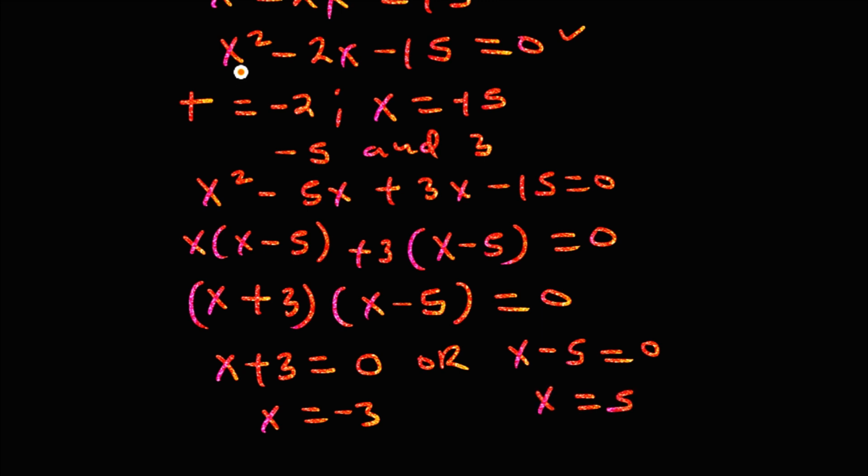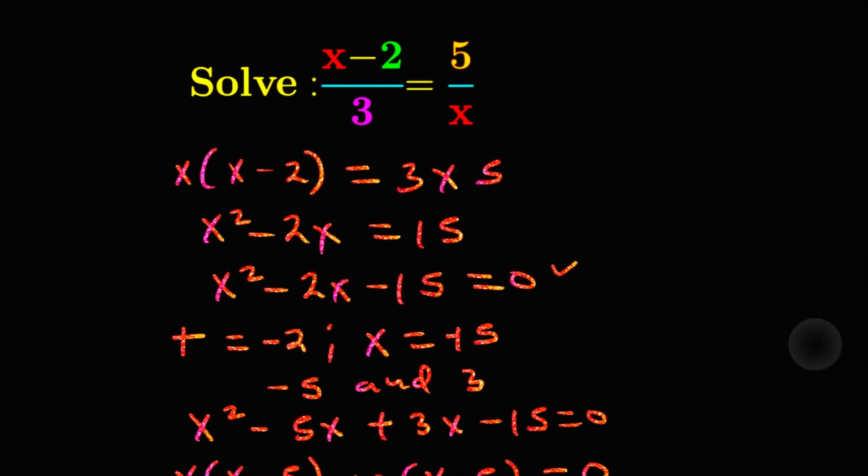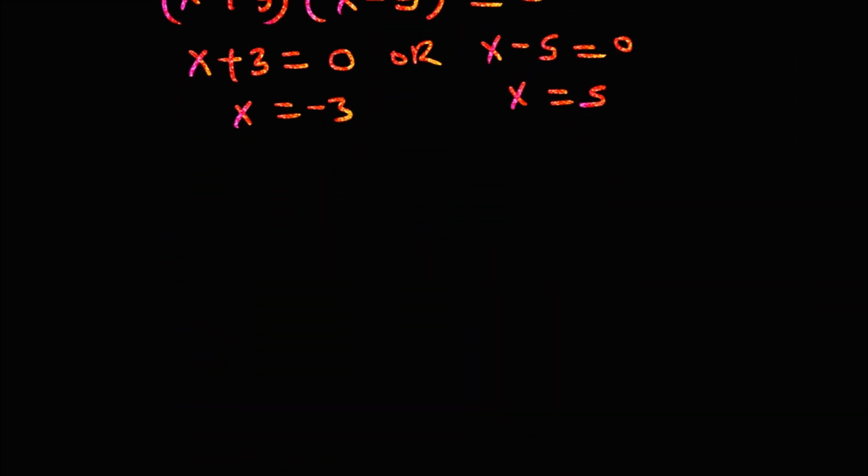So we can check or we can verify if our solutions are true. So remember we had x minus 2 over 3 equals 5 over x. So we can take one of these. Let us take x equals 5. So we had x minus 2, so that is 5 minus 2 over 3, and that was equal to 5 over x, and x is 5. So we want to see if these two sides of the equation are the same.